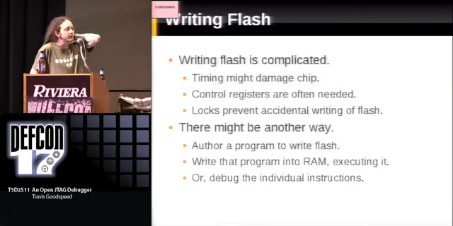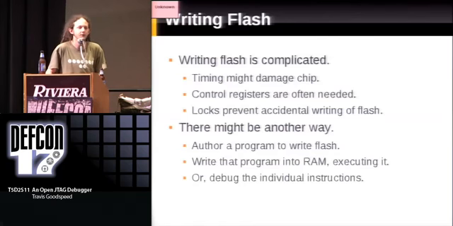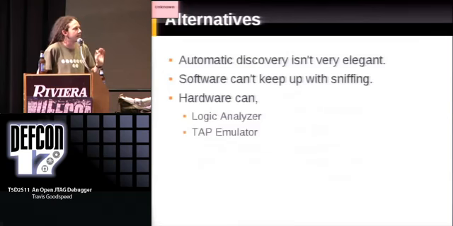On some chips, officially, you're even supposed to write flash memory by debugging individual instructions. It's telling the CPU, run this command, run this command, run this command, run this command, while they're all CPU instructions, not JTAG instructions. So because it isn't very elegant, and because software can't keep up with sniffing the traffic, you can use either a logic analyzer or a TAP emulator.